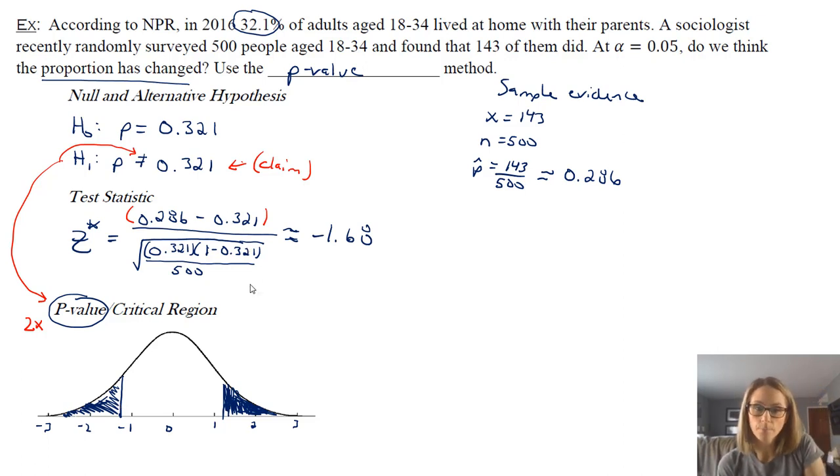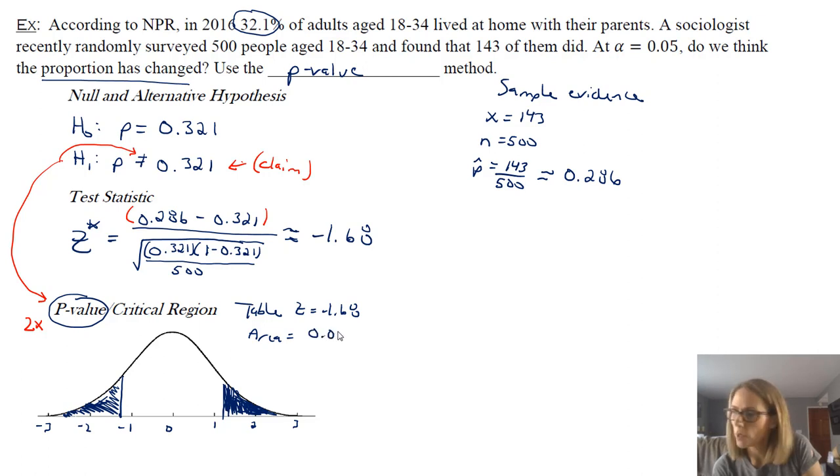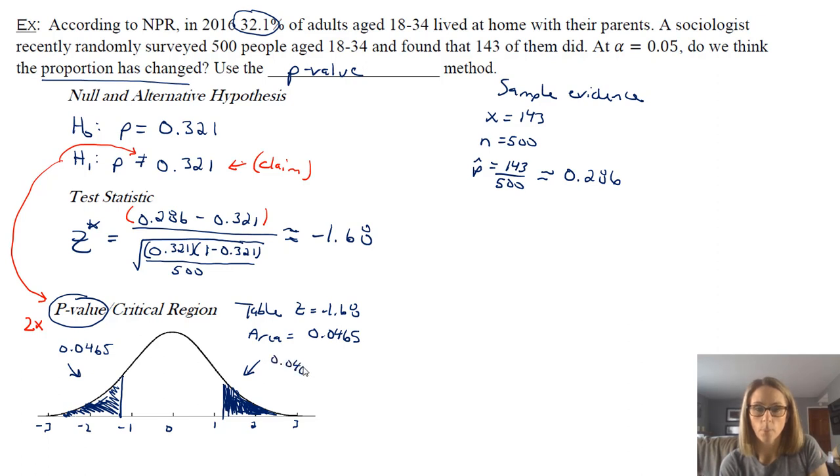So we look in the table for z equaling negative 1.68, and that area is, you can look in your table, 0.0465. Okay, but that is the area right here. That is the area right here. And anytime you are doing two tails, you have to consider both tails.